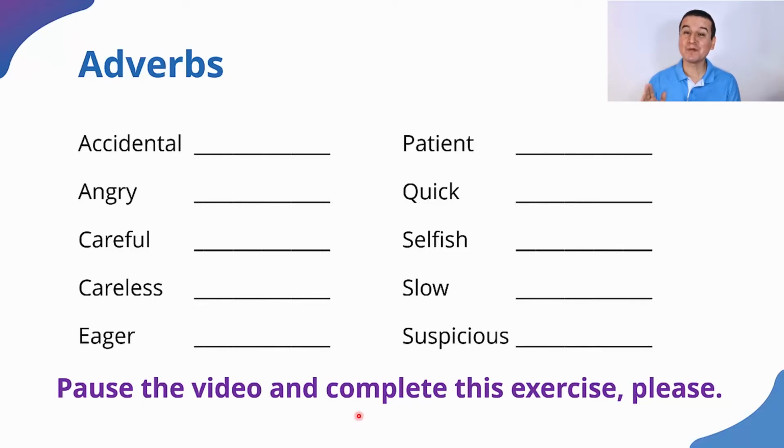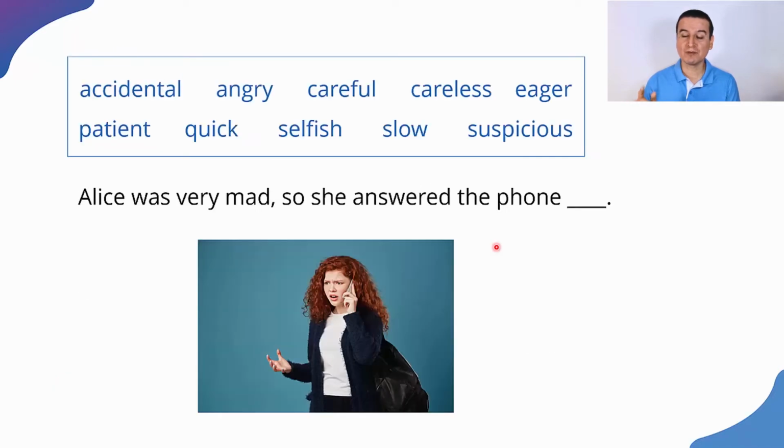All right, I hope that you paused it. Now, with those adverbs that you created out of those adjectives, you are going to complete an activity. So here you have those adjective forms, but we're going to use the adverb form. So it says, Alice was very mad, so she answered the phone blank. That is a picture of Alice, and we need to complete a sentence with the correct adverb. You have to choose it.